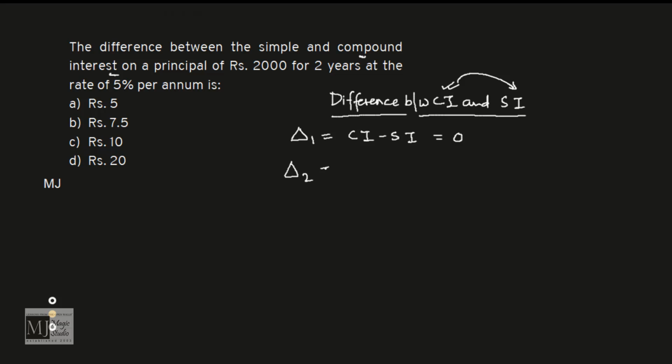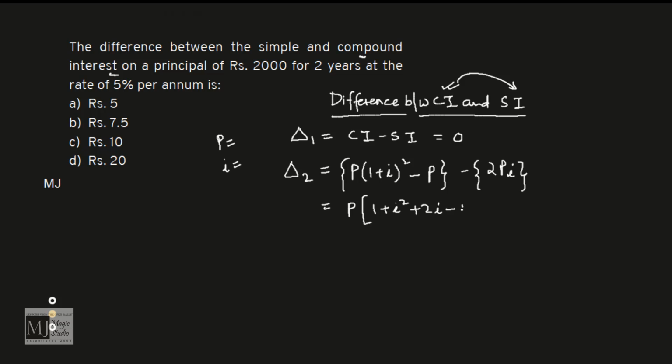If we consider 2 years, let us first calculate the CI. CI would be P into 1 plus I to the power 2 minus P. And SI for 2 years would be 2PI, where it's been assumed that principal is the same in both cases and interest rate is also the same in both cases. Money invested is also for the same time. So let us solve this. If I take P common, it will be 1 plus I square plus 2I minus 1 minus 2I. Minus 2I and 1 get cancelled out. So we are left with P into I square. Now you should learn this and keep it with you as a formula. The difference between CI and SI for 2 years is P into I square. We know that I is R by 100.